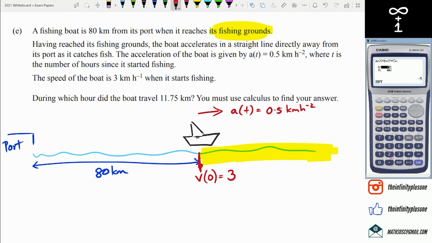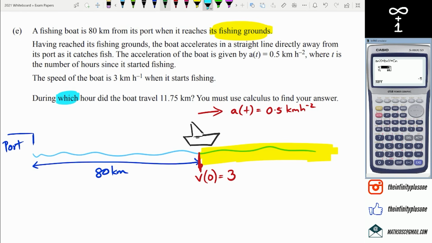So think about it like this, all right? This is where it takes a bit of understanding, some little tricks here and there. But I'm going to show you the long method first, because once you understand the long method, you kind of understand how to do the short method. Because the question here is not asking us how much time had passed when it traveled 11.75. And I think that's the key thing to notice. It's actually during which hour did the boat travel 11.75.